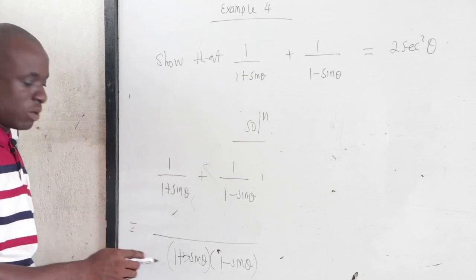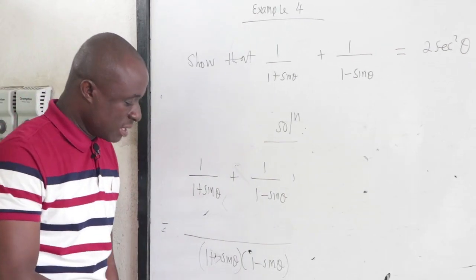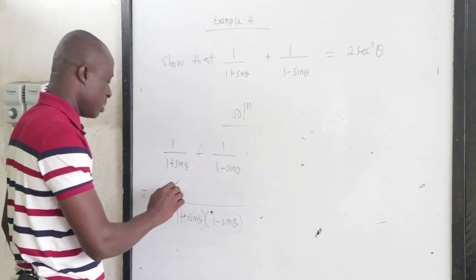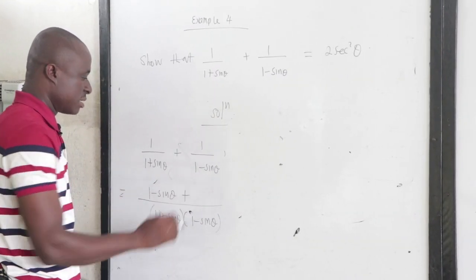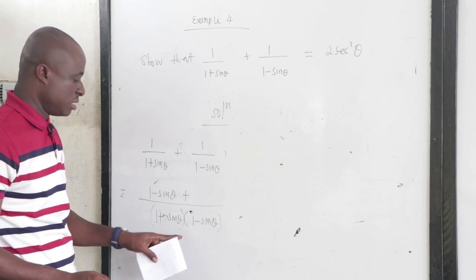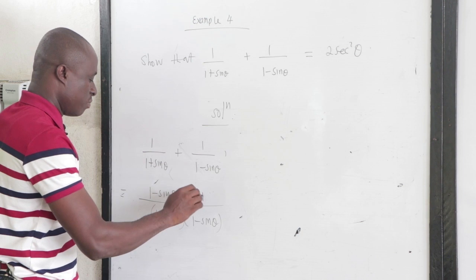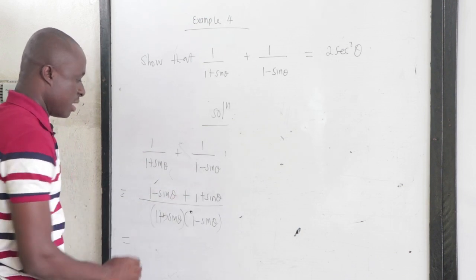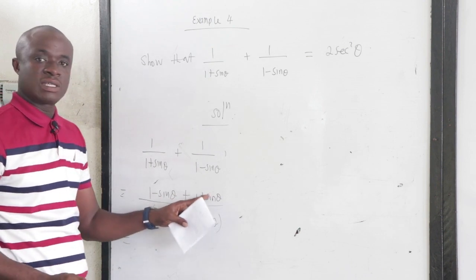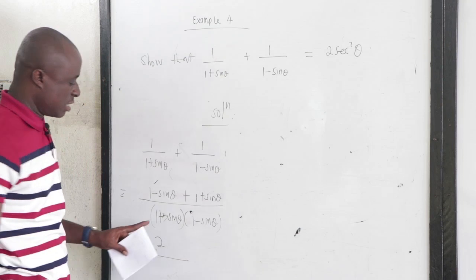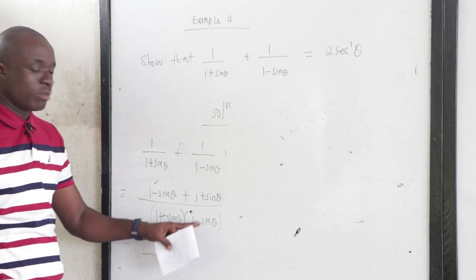Now 1 plus sine theta will cancel 1 plus sine theta, and then we will be left with 1 minus sine theta. So we have 1 minus sine theta plus 1 minus sine theta will cancel 1 minus sine theta. So what do you have? You have 1 plus sine theta. Now clearly negative sine theta, positive sine theta will go away. 1 plus 1, we have 2, all over, let's see, we have 1 plus sine theta, 1 minus sine theta.